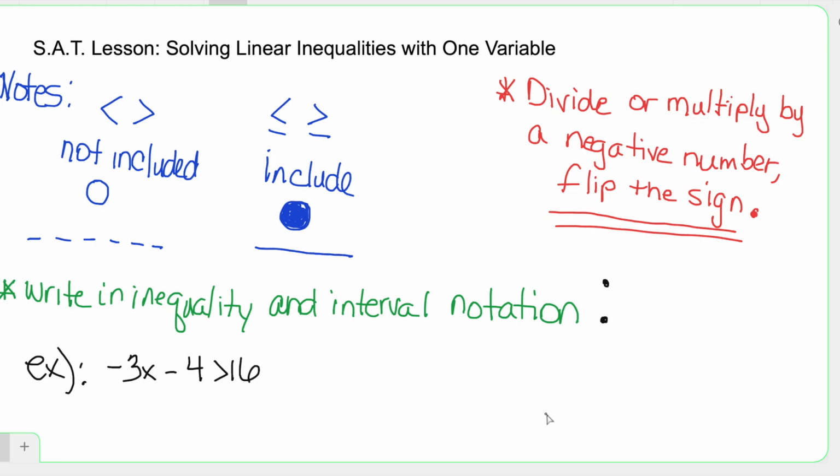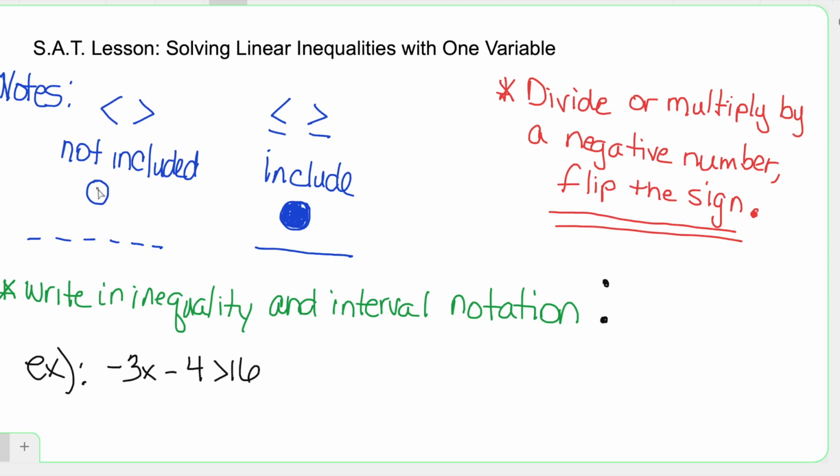In this video, I'm going to go over SAT lessons: solving linear inequalities in one variable. So I gave you some notes here, starting with the first one. You have an equation, but instead of the equal sign, you are now given the greater than and less than symbols. This is your less than and this is your greater than symbol. It means that it does not include that number.